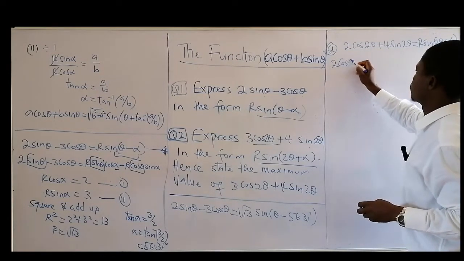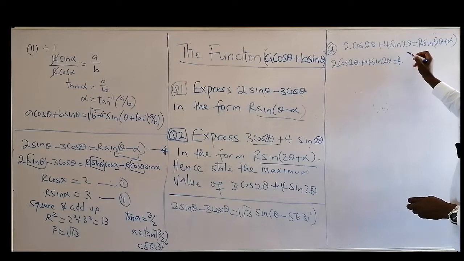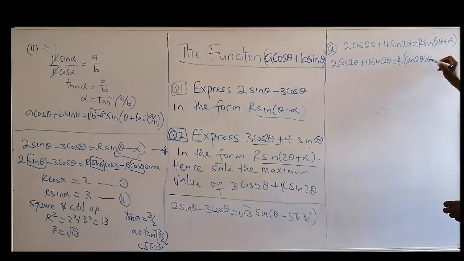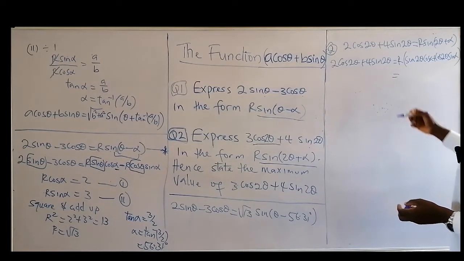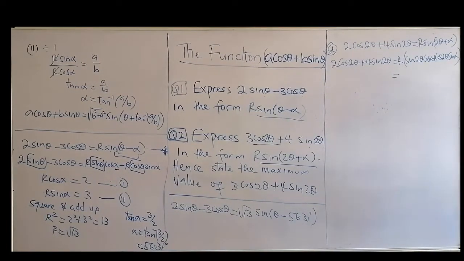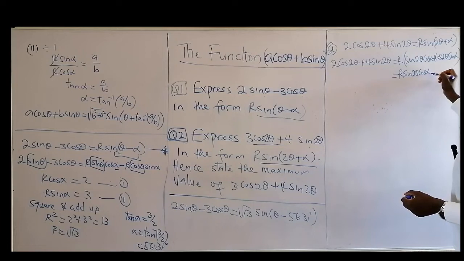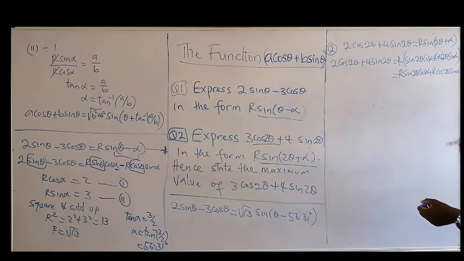So this will be equal to r in the brackets sine 2 theta cos alpha plus cos 2 theta sine alpha. So that's what we have there. Then you know that we equate the coefficients. Let's open this. That'll be r sine 2 theta cos alpha plus r cos 2 theta sine alpha.